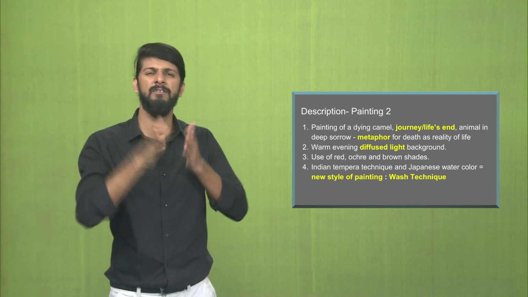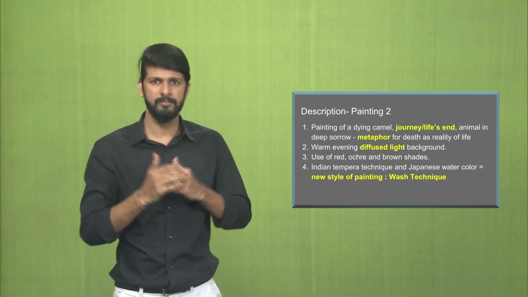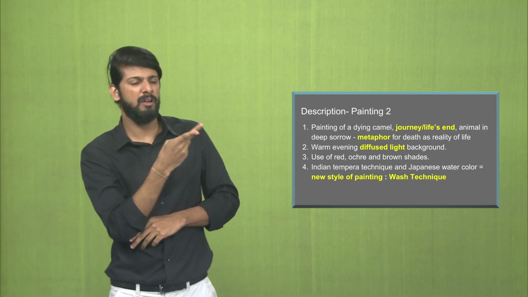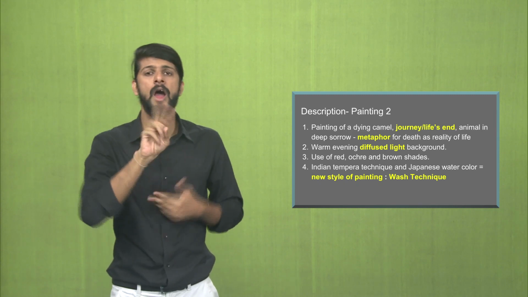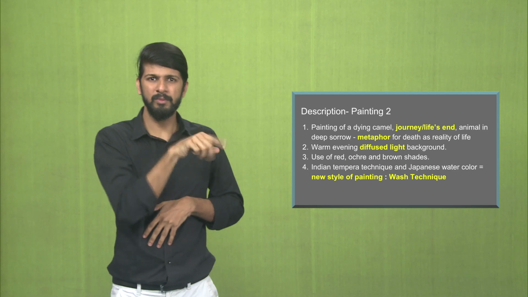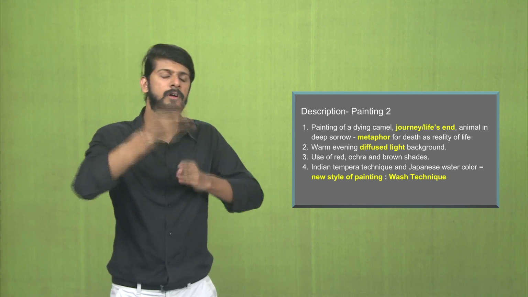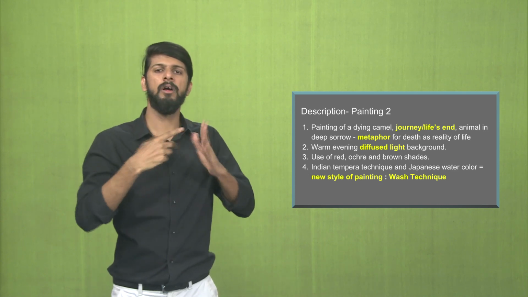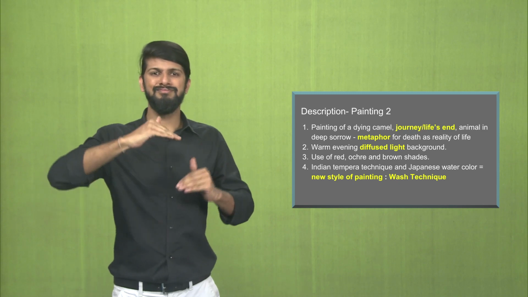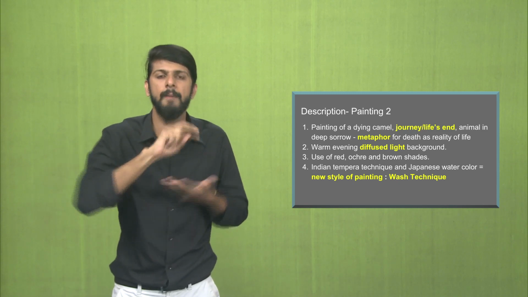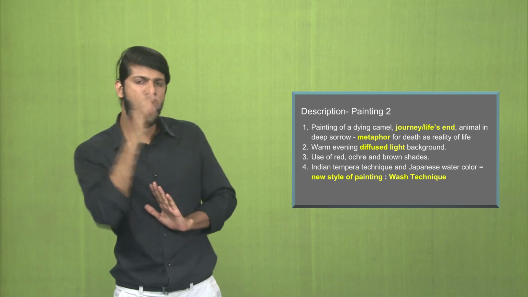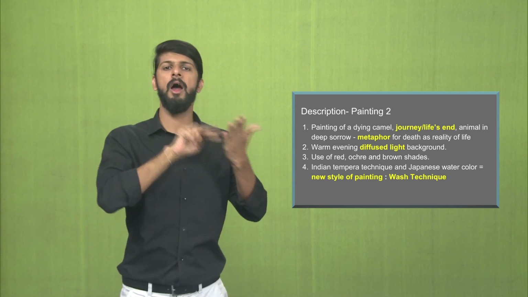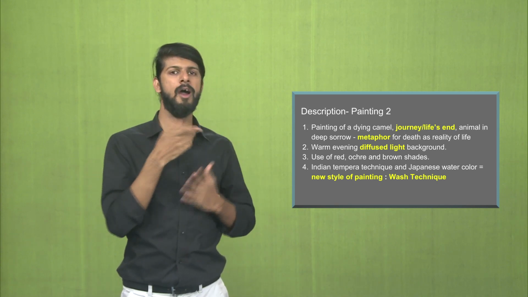The description of the second painting, that is The Journey's End. This painting is of a dying camel whose journey, or his or her life, is at an end. The animal is in deep sorrow, not in a position to travel anymore, and this is a metaphor for death as a reality of life, that if you're born, you will grow, you will become old and then die. That is what the painting is a metaphor for. It looks like a very tired and dying camel, but it is a metaphor for death as a reality of life.